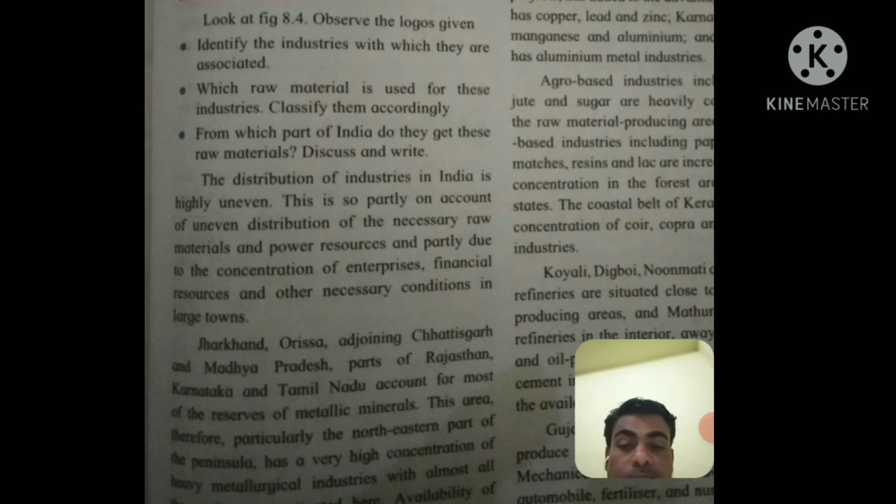So this area, particularly the northeastern part of the peninsula, has a very high concentration of heavy metallurgical industries, with almost all the steel centers situated here.